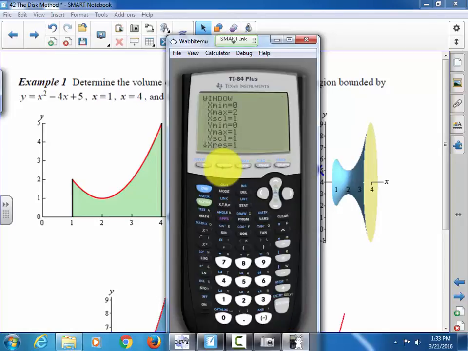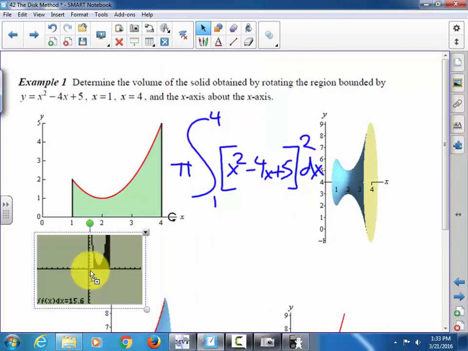Window. Zoom, standard, 6, boom. Now, see, that graph's not going to look anything like what I'm doing there because, remember, I'm not graphing this, I'm graphing that square. So we're going to calculate 7, the lower limit's 1, the upper limit's 4, and I get 15.6. That's my volume of that if I take it and rotate it around the x-axis.